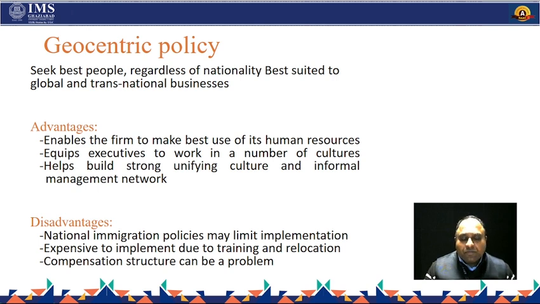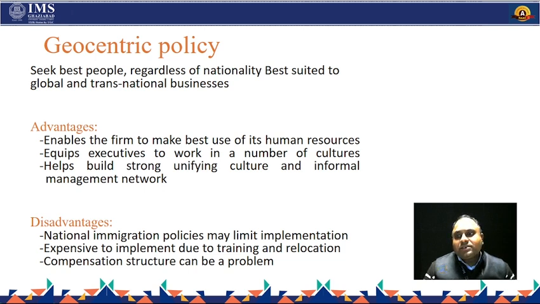So what are the advantages and disadvantages? The advantages are that it enables the firm to make best use of its human resources. It equips executives to work in a number of cultures, and helps build a strong unifying culture and informal management networks within the organization. What are the disadvantages?